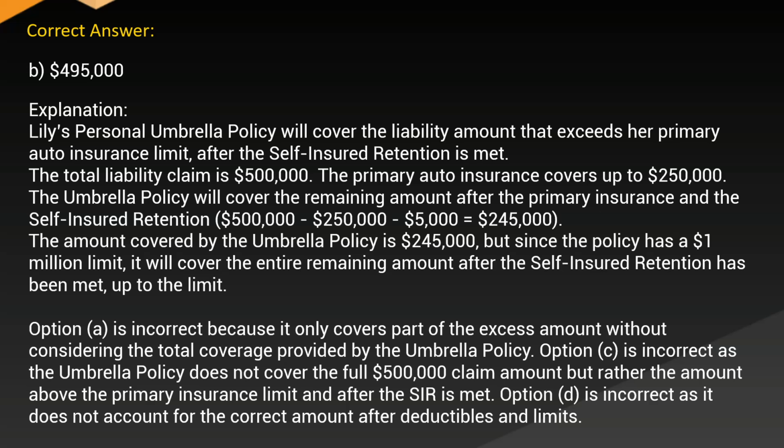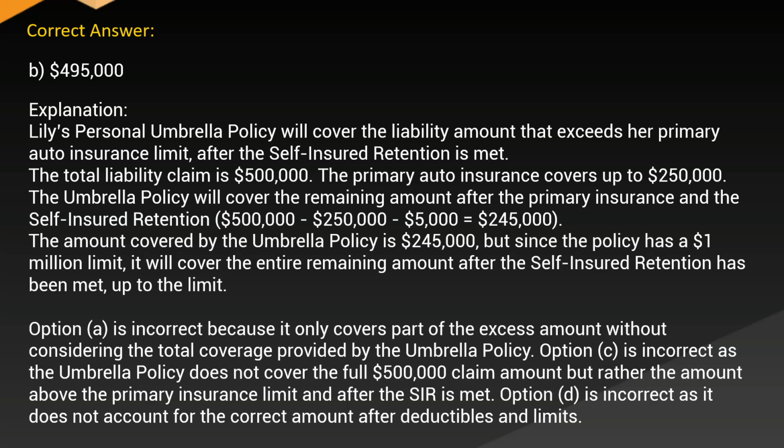$495,000. Explanation: Lily's personal umbrella policy will cover the liability amount that exceeds her primary auto insurance limit after the self-insured retention is met. The total liability claim is $500,000. The primary auto insurance covers up to $250,000. The umbrella policy will cover the remaining amount after the primary insurance and the self-insured retention: $500,000 - $250,000 - $5,000 equals $245,000. The amount covered by the umbrella policy is $245,000, but since the policy has a $1 million limit, it will cover the entire remaining amount after the self-insured retention has been met up to the limit.